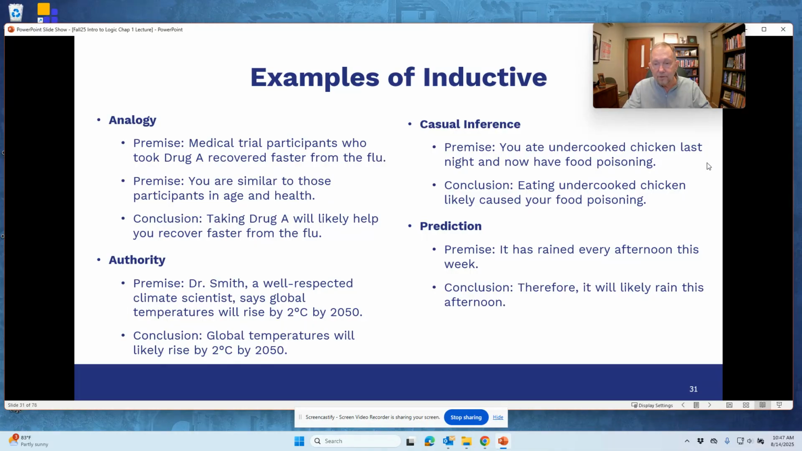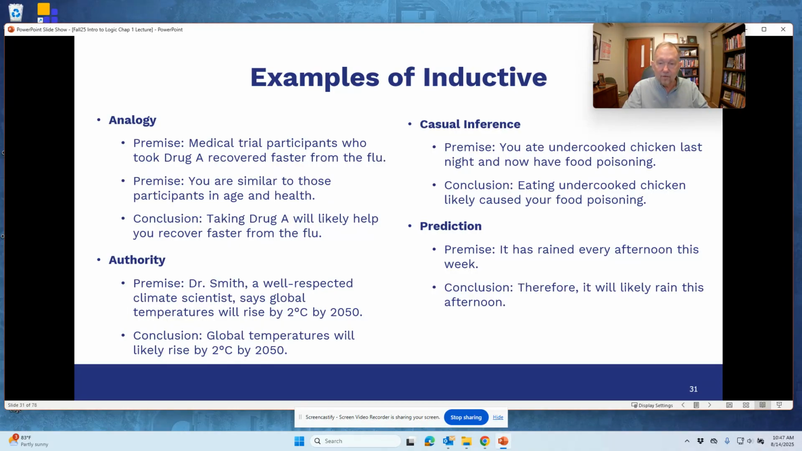You ate undercooked chicken last night and now have food poisoning. Eating undercooked chicken likely caused your food poisoning. All else being equal, if we go out to eat and you have chicken that's undercooked and I have sushi, which is not cooked at all, and you get sick and I don't, and everything else we had was the same, then the causal inference would be an inductive argument that the chicken caused your illness.